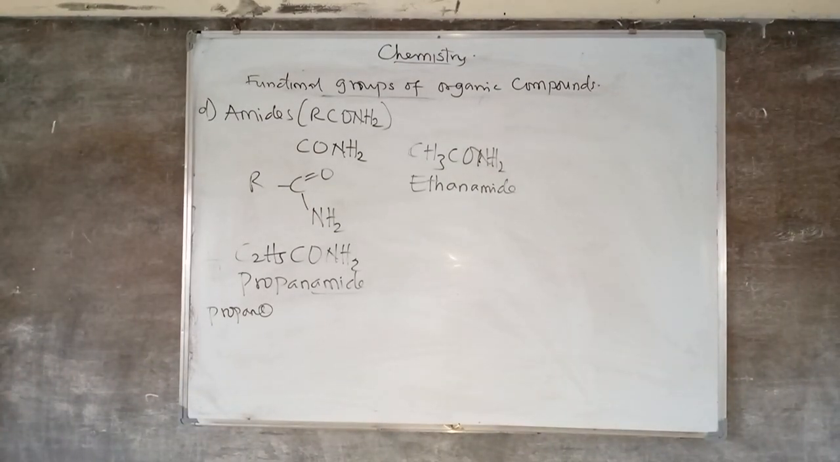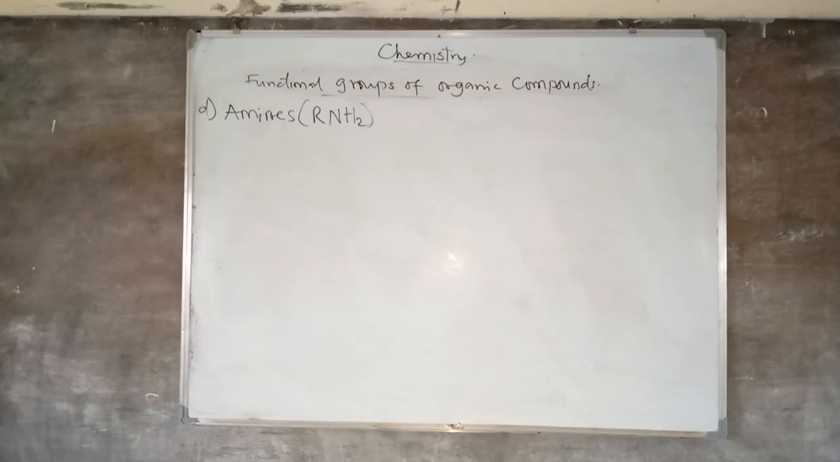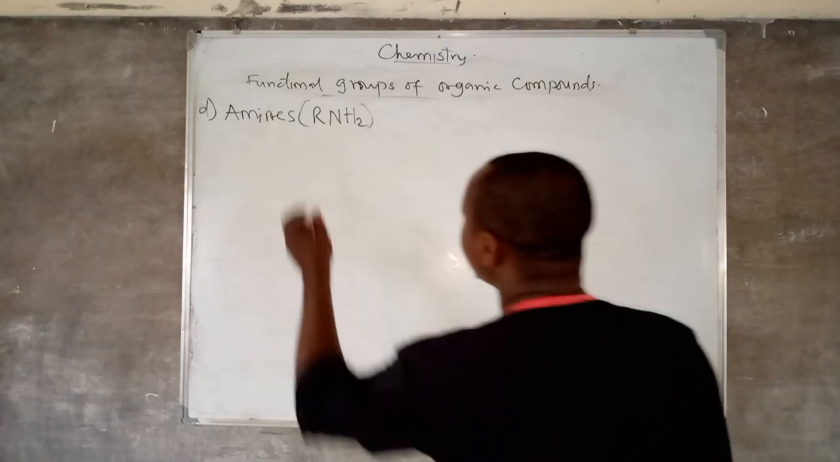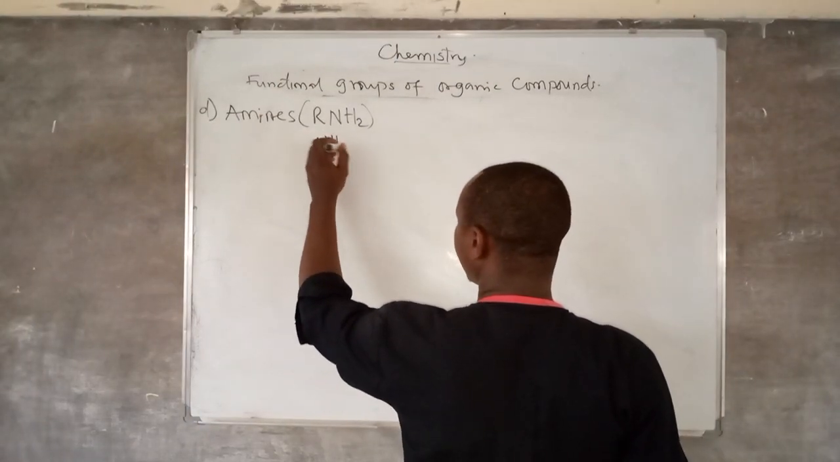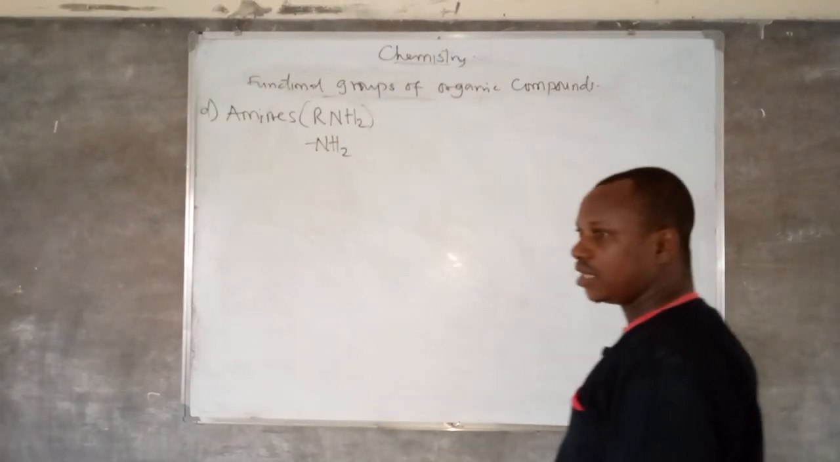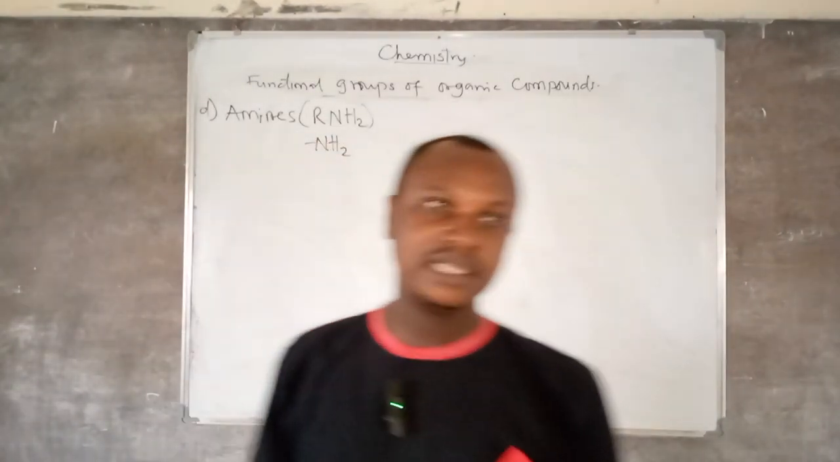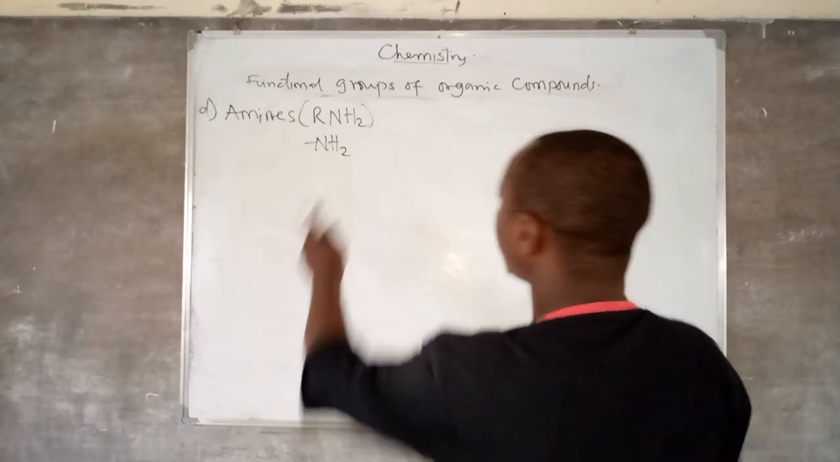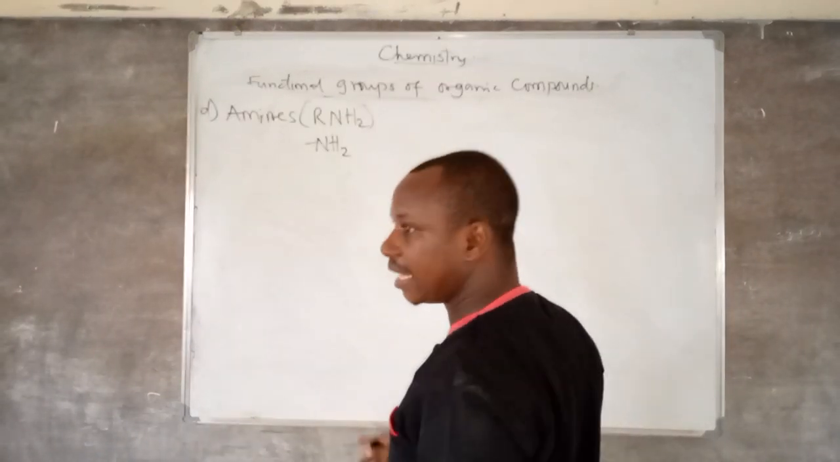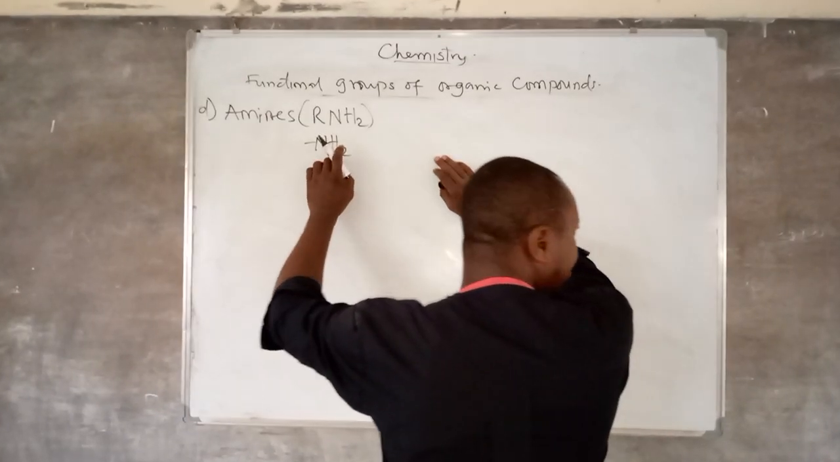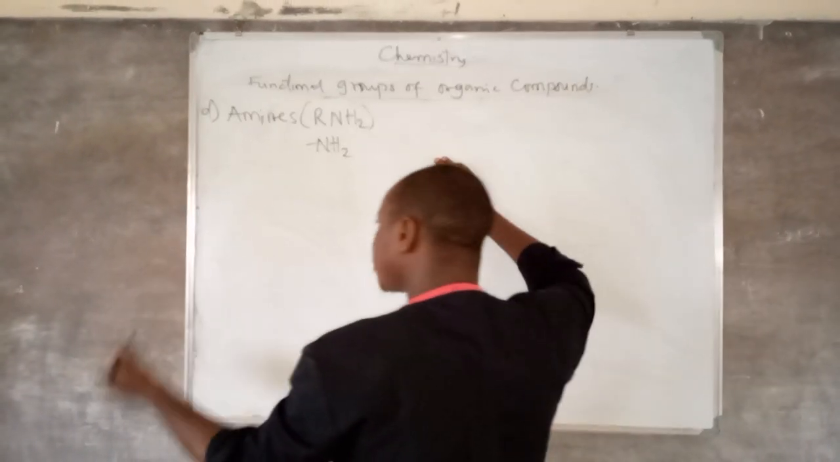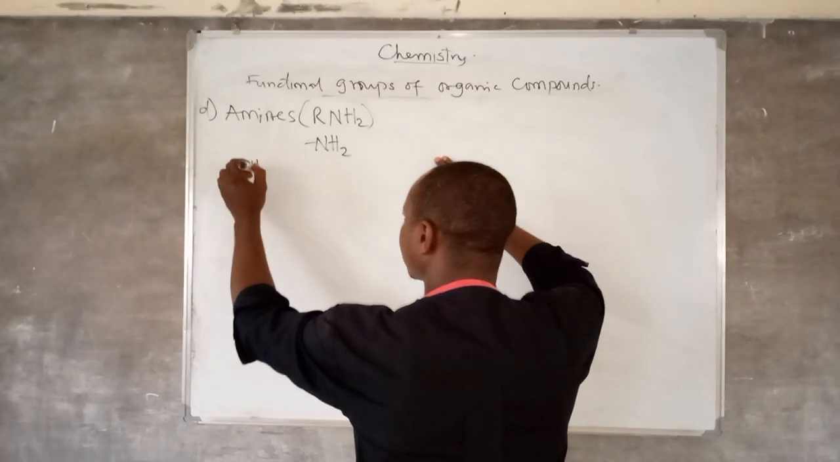Let's check the next functional group, which is amines. This one is amines. It's not the other one, which is amide. In amines, there is no CO. So the functional group present here is just NH2. Any compound you see with the same group, like a protein or an amino acid, you take it to amines. It is just named according to the number of carbon atoms it has.